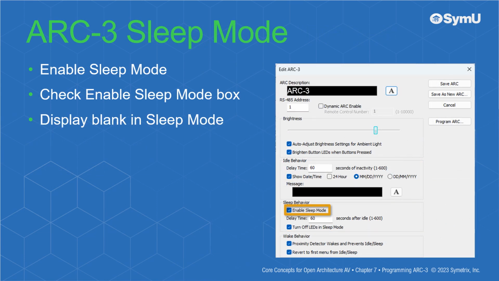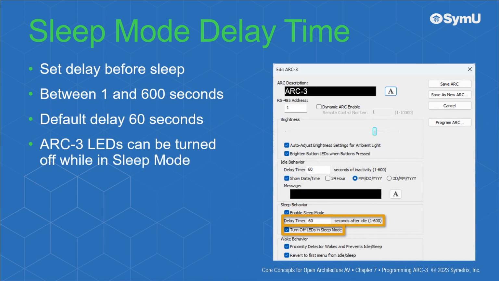To enable sleep mode, check the box labeled Enable Sleep Mode. When sleep mode is active, the ARC has a blank display. To set the delay time, enter the desired amount of time, between 1 and 600 seconds, that passes before the ARC-3 goes into sleep mode. The default delay time is 60 seconds. The ARC-3 LEDs can also be turned off while in sleep mode.